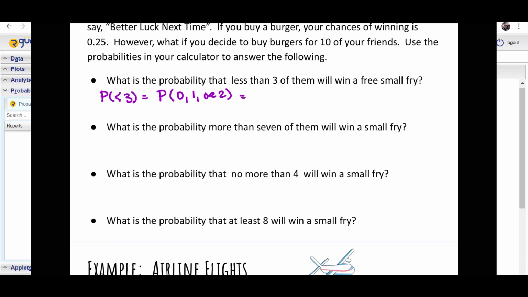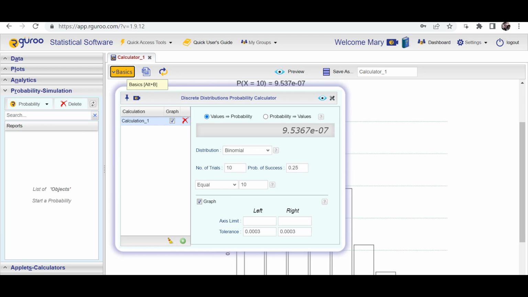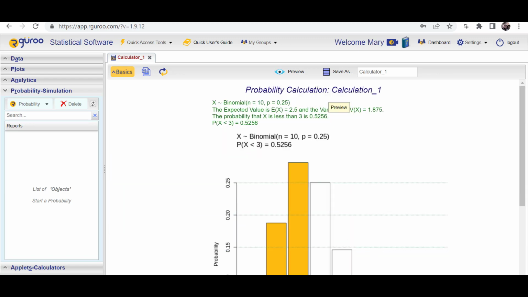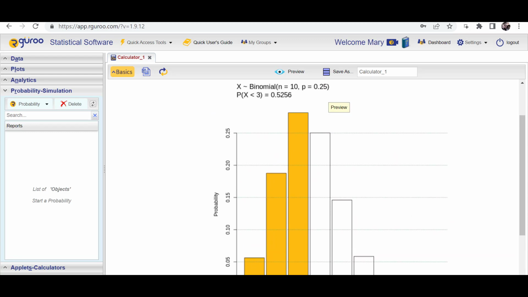So normally we would add together the probability of 0, 1, or 2, but we can let Rgruoo do this for us, okay? So go back to basics, and the number's less than 3, so I'm going to change the equal to sign to below 3, and 3 is not included because it's not less than 3, so I'm going to uncheck that and then hit preview. Make sure that 0, 1, and 2 are the ones that are shaded. Those are the numbers less than 3, and you can see the answer is 0.5256. Very, very quick. Let's do another one.